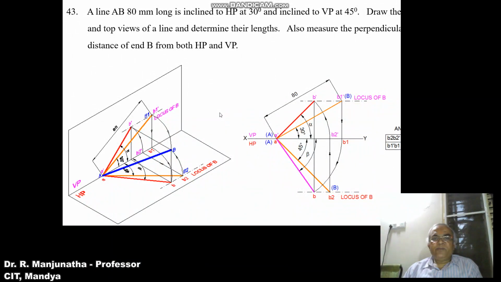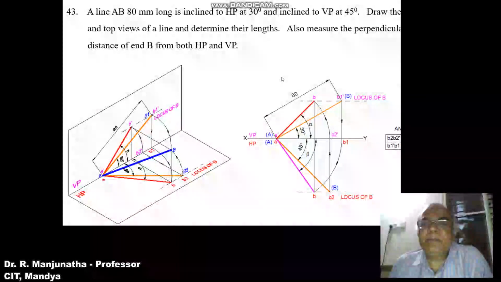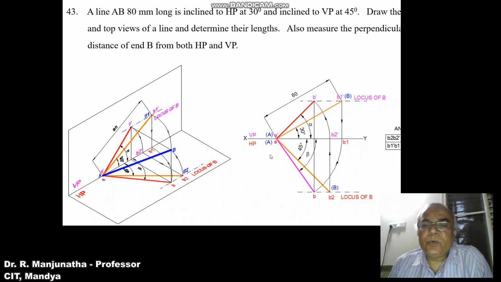Similarly, in the top view, that is below the XY line, by using the protractor, you measure an angle of 45 degrees with respect to the XY line, and then draw an inclined line here. Then by using the compass, you measure a distance of 80 mm with A dash as center, cut an arc above the XY line and on the 30 degree line, so that you will get this point. Similarly, with A as center, cut an arc on this 45 degree line, so that it will cut here.